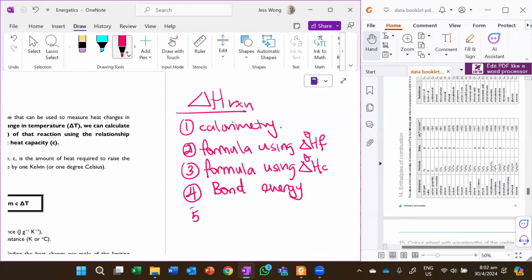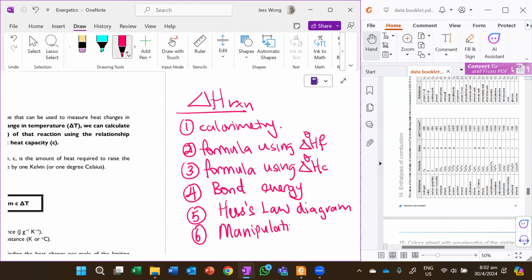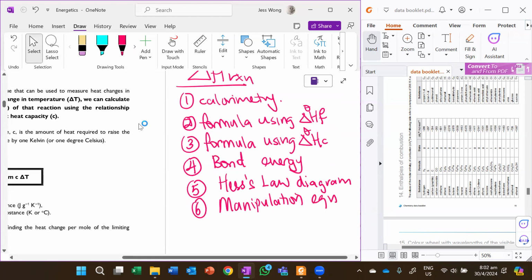We can also find delta H by drawing a Hess's law cycle, or the Hess's law diagram. But most of the time, we don't like the diagram, because it wastes a lot of time. If there's a shorter method to do it, we use the shorter method. If not, we can manipulate the equation to find delta H, if we don't like to draw the Hess's law cycle or energy cycle diagram.